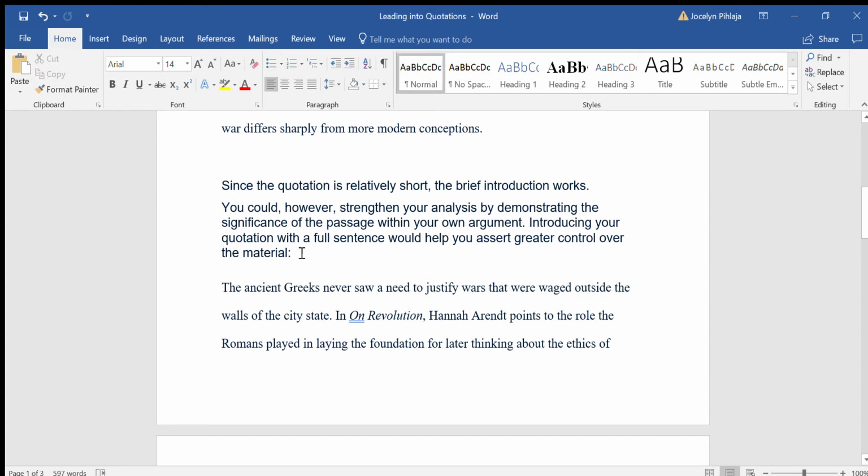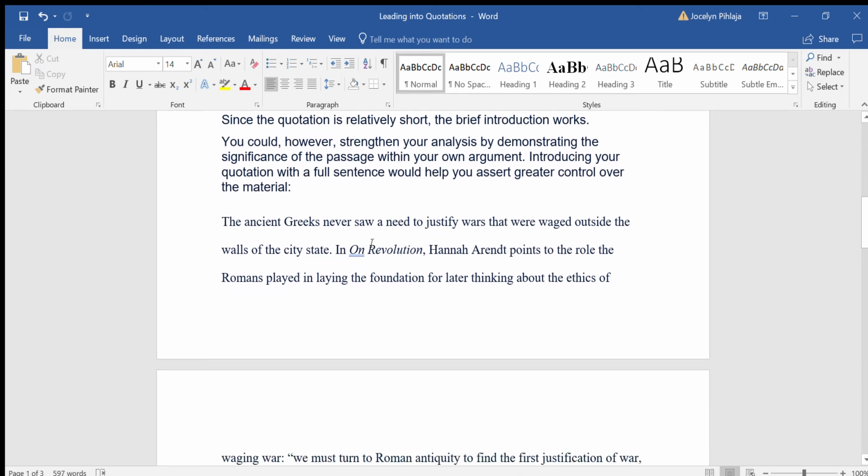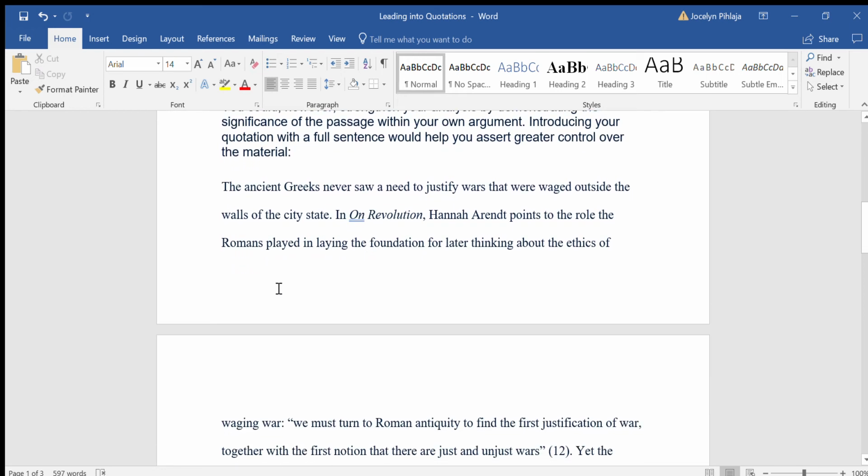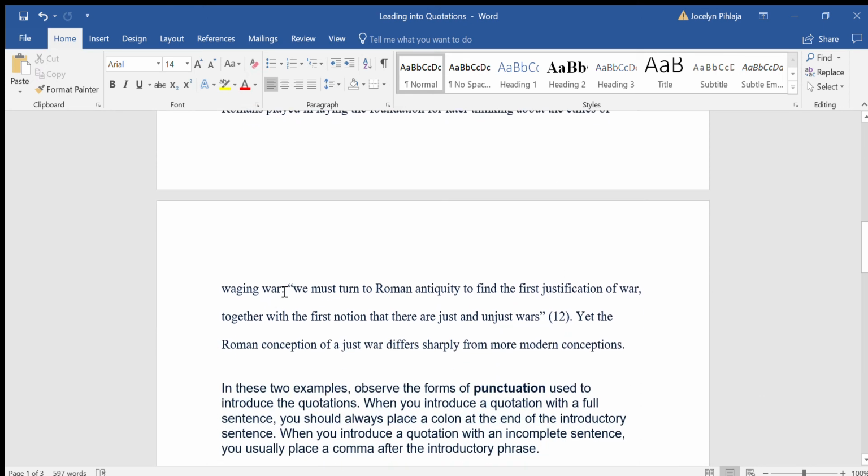Introducing your quotation with a full sentence would help you assert greater control over the material. So there's another way you can set up this quote. The ancient Greeks never saw a need to justify wars that were waged outside the walls of the city-state. In On Revolution, Hannah Arendt points to the role the Romans played in laying the foundation for later thinking about the ethics of waging war, colon.